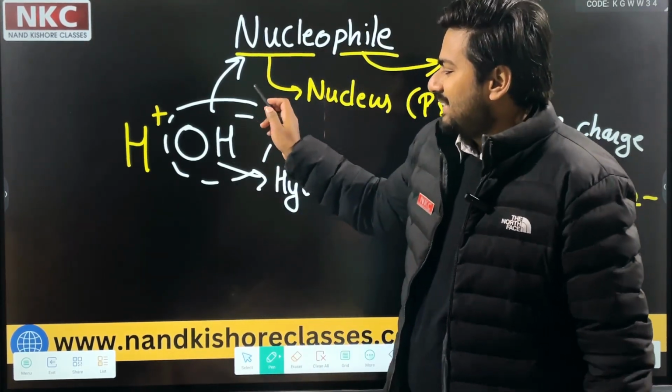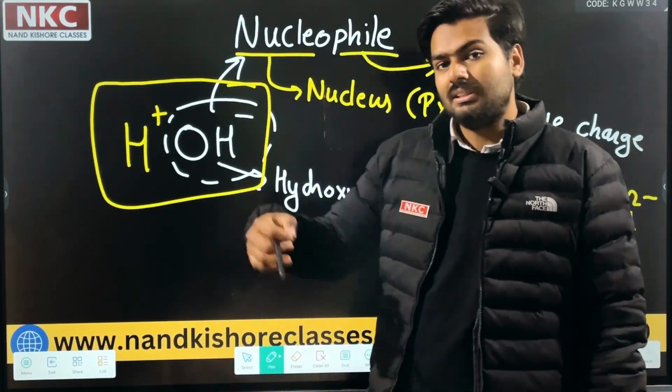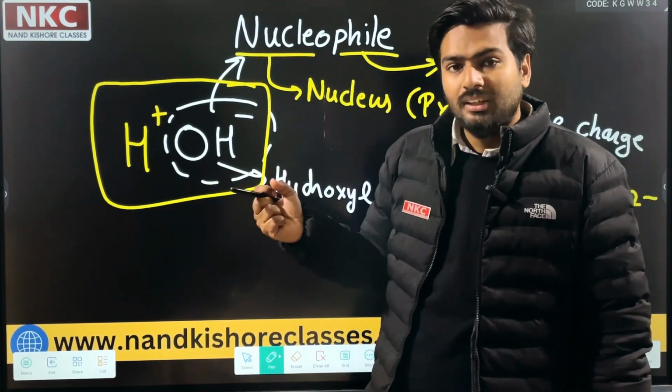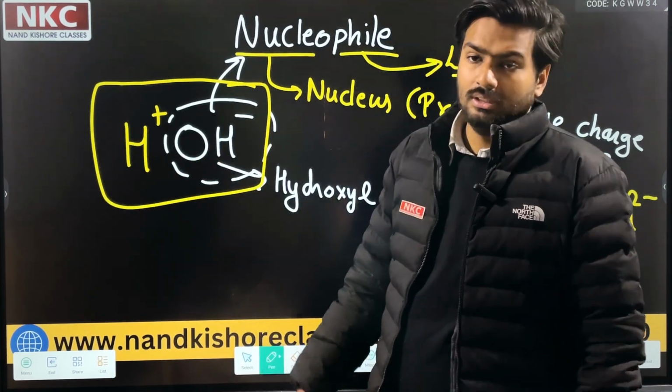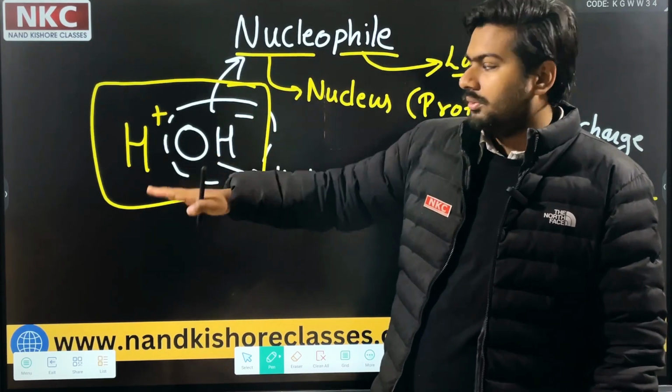So this is the form of a water molecule in which H is positive. Oxygen, due to electronegativity, takes an electron from this H and becomes OH minus, and this is H plus, and both are stabilized due to electron transfer.